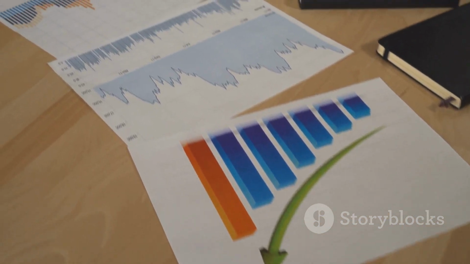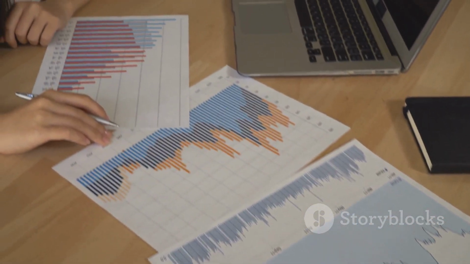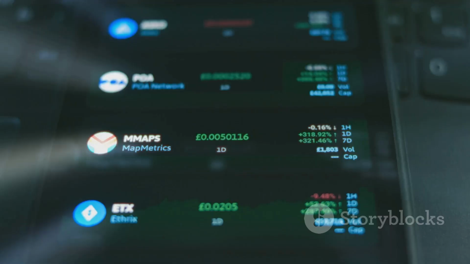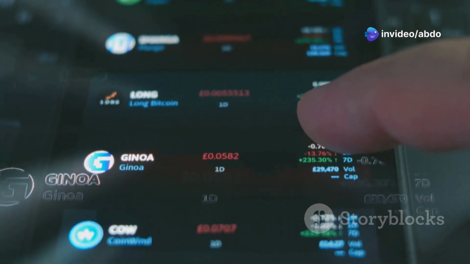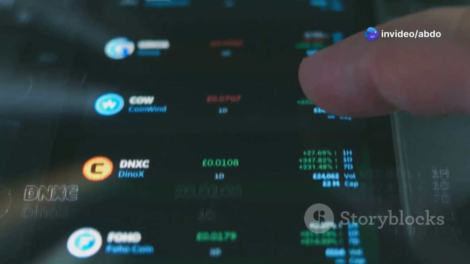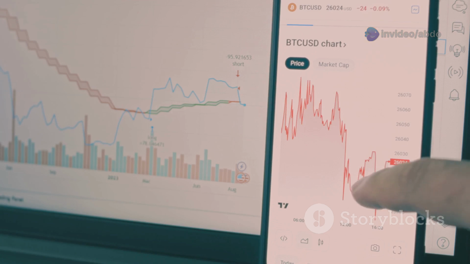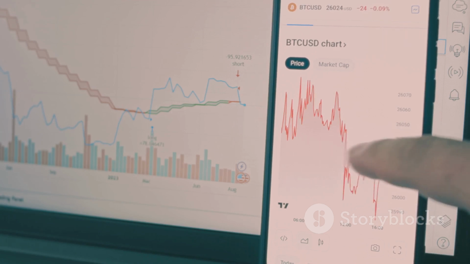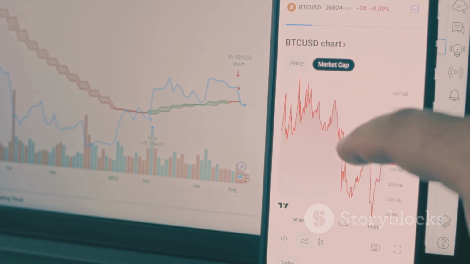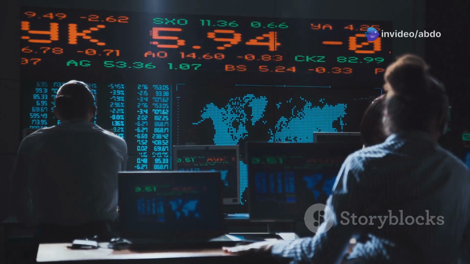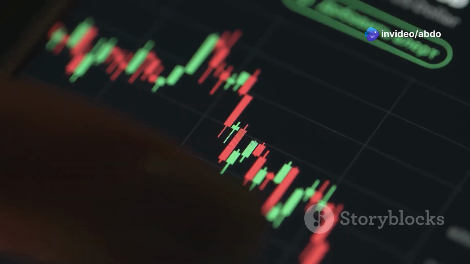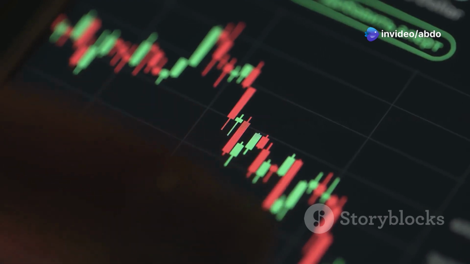One of the main attractions of futures trading is the potential for significant profits. This is largely due to leverage, which allows you to control a large position with a smaller amount of capital. For instance, with 10 times leverage, you can control $10,000 worth of a cryptocurrency with just $1,000. This can amplify your gains, but it also magnifies your losses. While leverage can be a powerful tool, it's a double-edged sword.